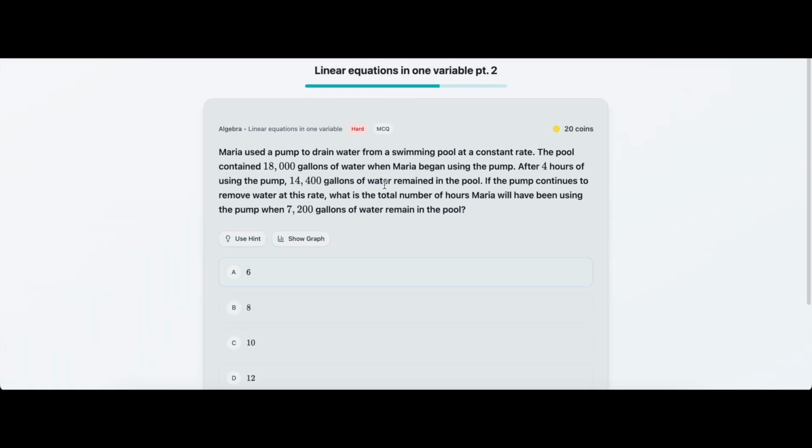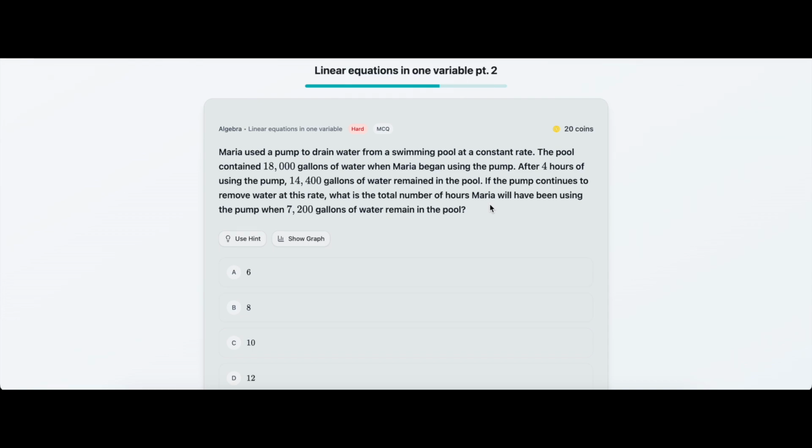Okay, let's go to the next one. This one says, Maria used a pump to drain water from a swimming pool at a constant rate. The pool contained 18,000 gallons of water when Maria began using the pump. After 4 hours of using the pump, 14,400 gallons of water remained in the pool. If the pump continues to remove water at this rate, what is the total number of hours Maria will have been using the pump when 7,200 gallons of water remain in the pool?